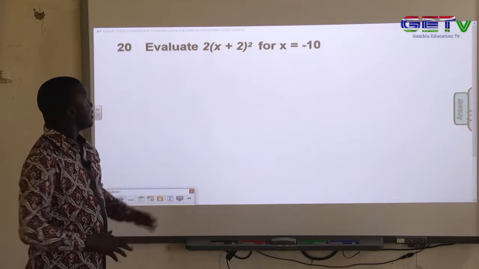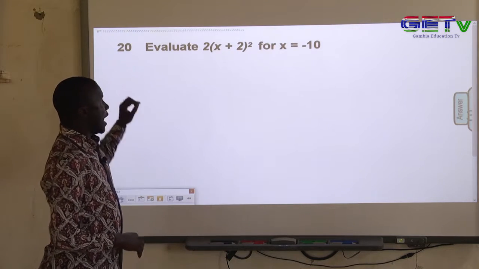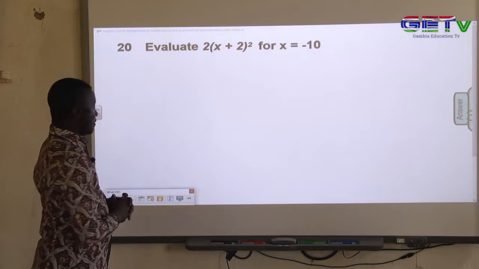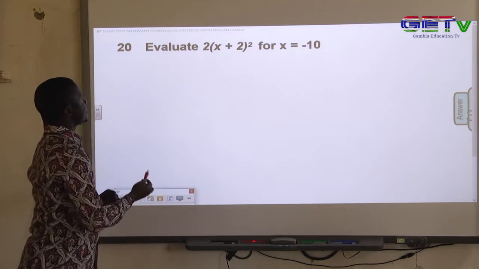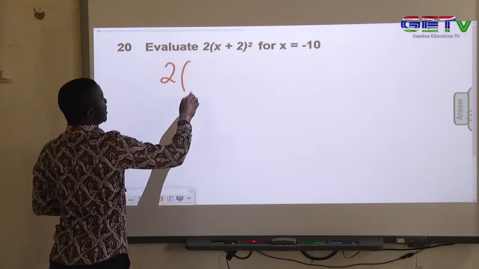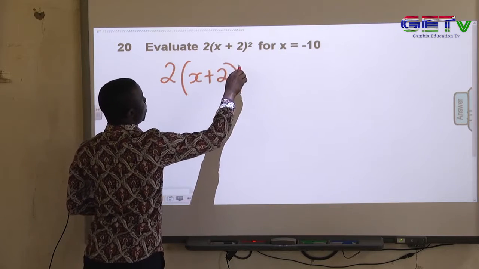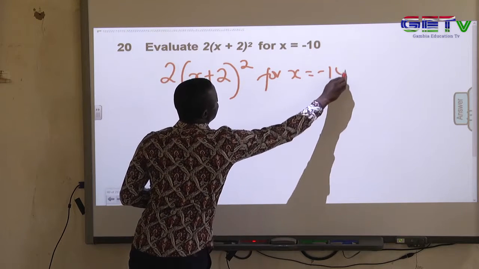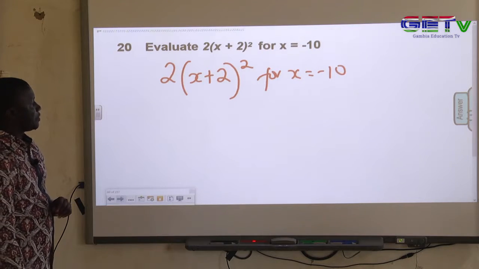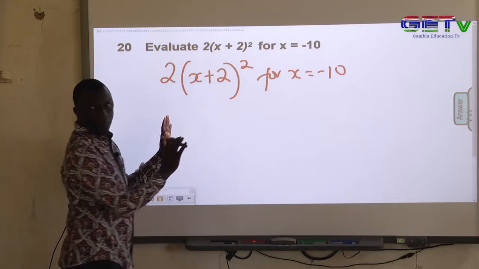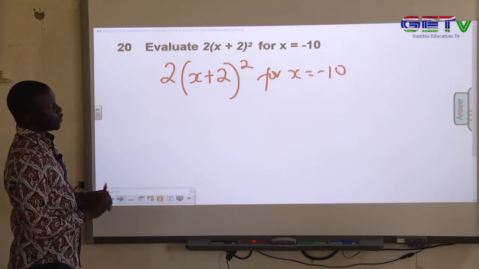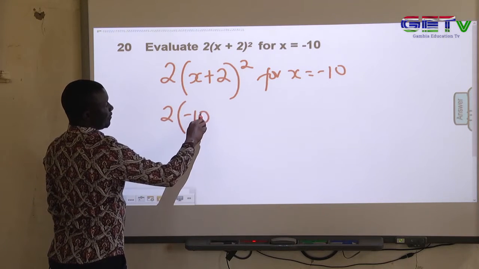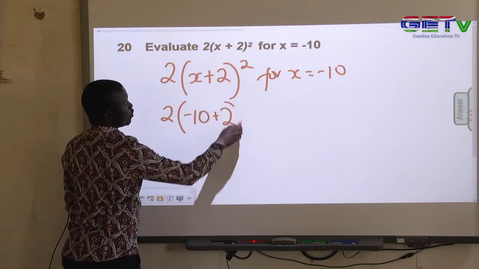Our next expression here is evaluate 2 into x plus 2 all square for x equals negative 10. We have a negative number this time around. The first step says we write the expression, 2 into x plus 2 all square for x equals negative 10. We have written the expression, that's the first step. Let's move on to the second step, which says we substitute the value of the variable. We have 2 into negative 10, which is our x, plus 2 all square.